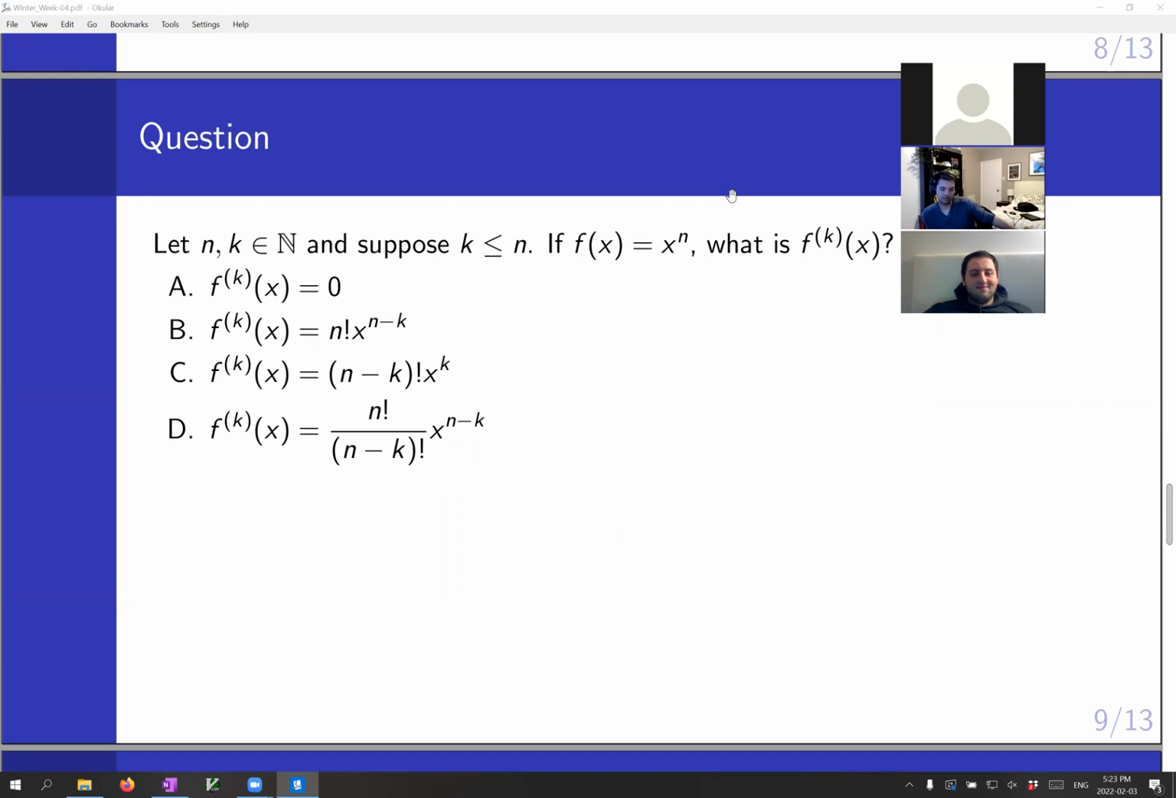Maybe. Maybe it is 0. The derivative of a polynomial, I mean, tends to 0. Could be 0. Sure. Yeah, absolutely could be. I mean, it has to be 0 after n, right? Theoretically. Right.